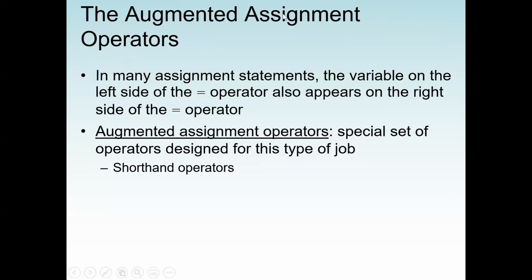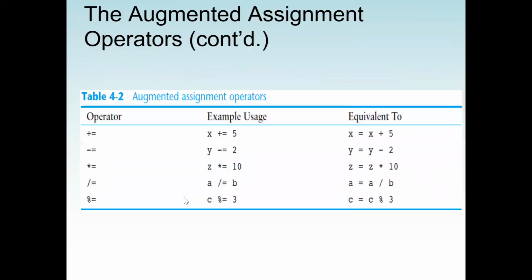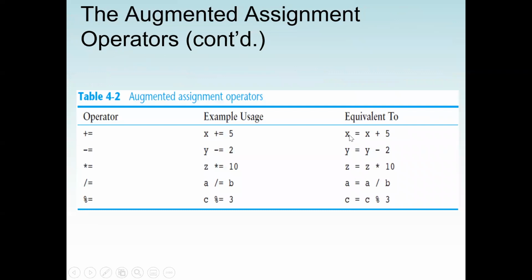We also have the augmented assignment operators. Now, in many assignment statements, the variable on the left side of the assignment operator also appears on the right side of the assignment operator. So the augmented assignment operator is a special set of operators designed for this type of job. Sometimes we use the term shorthand method. So for example, instead of saying x equal to x plus 5, I can say x plus equal 5. So this is, again, the concept of the accumulator variable.